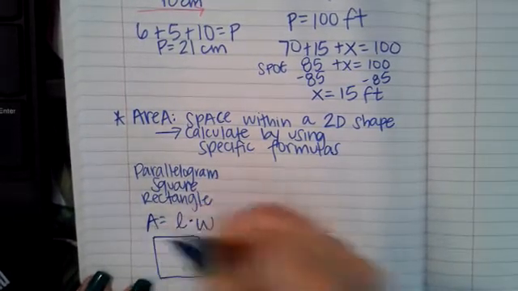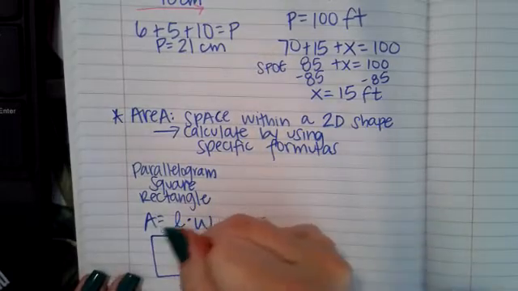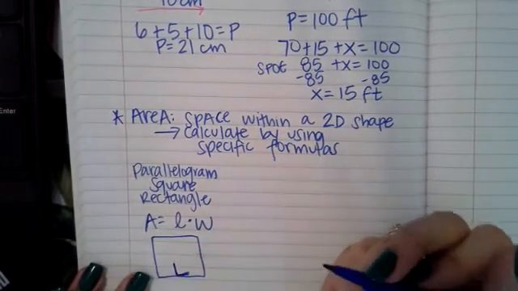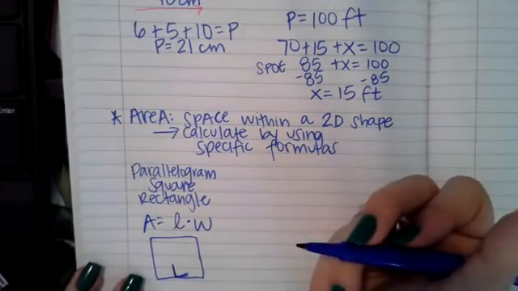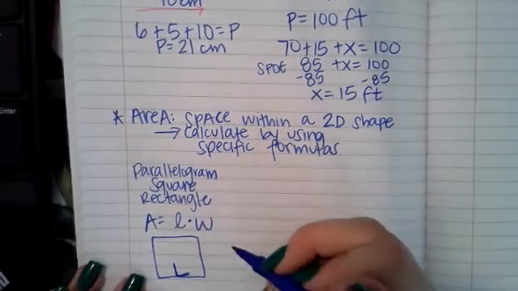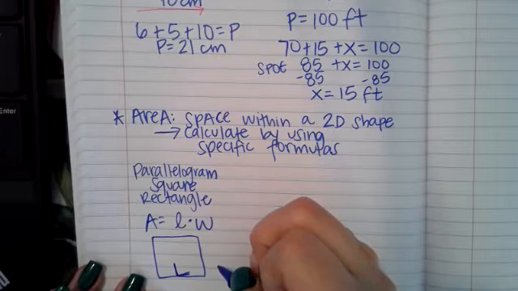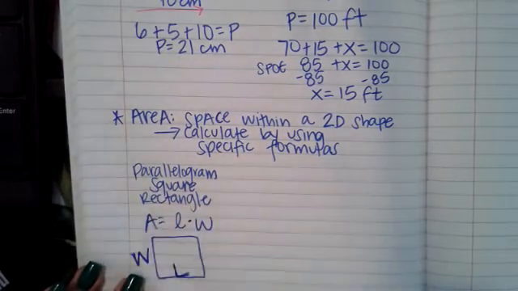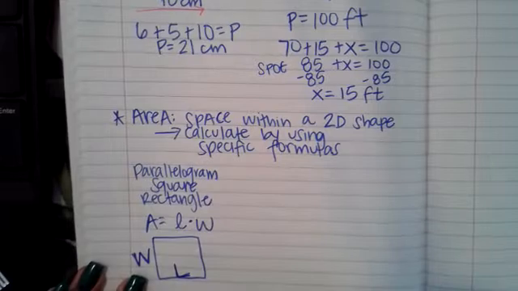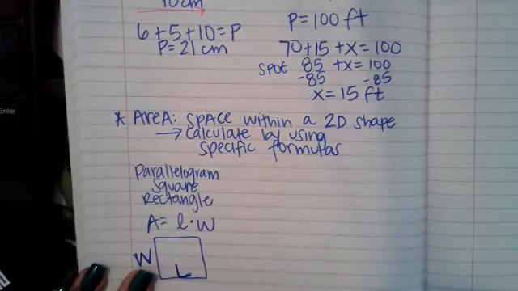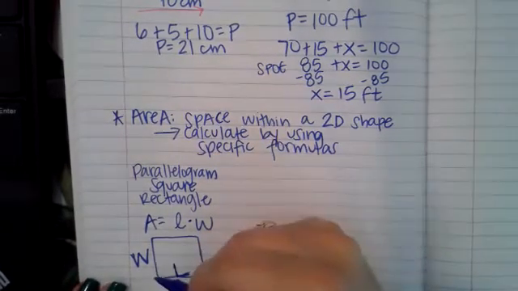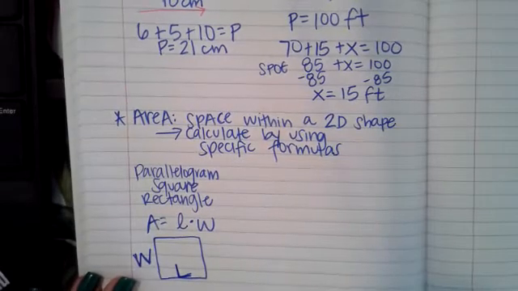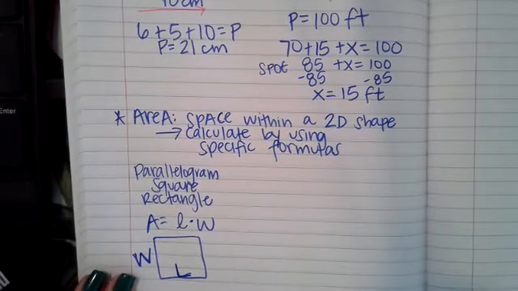And so if I have something like a square or a parallelogram, typically the length is the longest side. This is a square, so there's not really a longest side. All the sides are the same length. But typically, like in a rectangle, we think of the length as the longest side, and then the width is just the side that is perpendicular to the length. So length times width is how we find the area of any parallelogram, square, or rectangle.